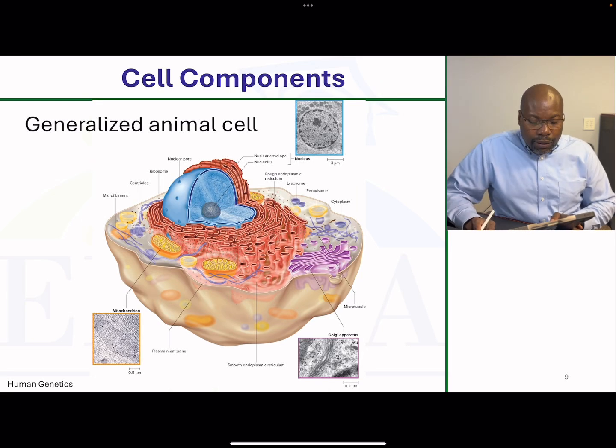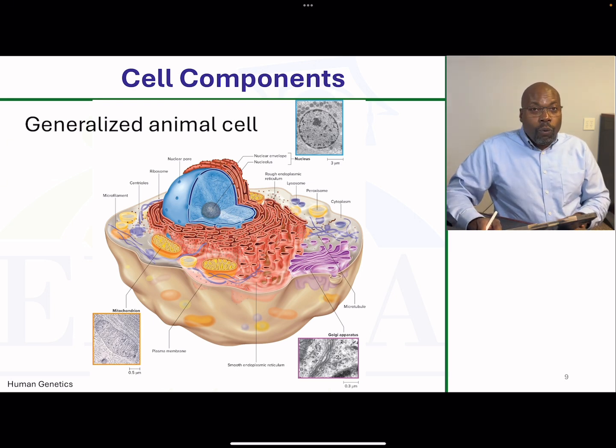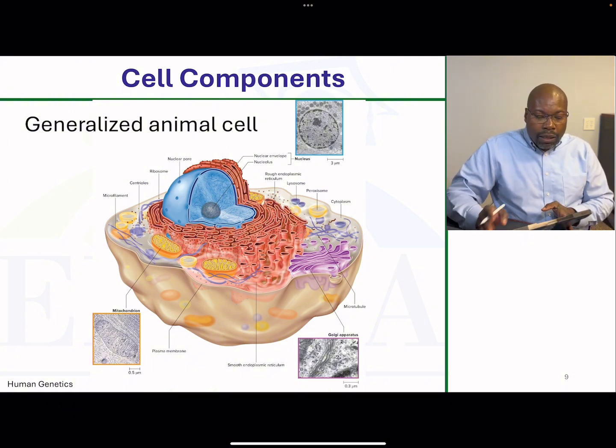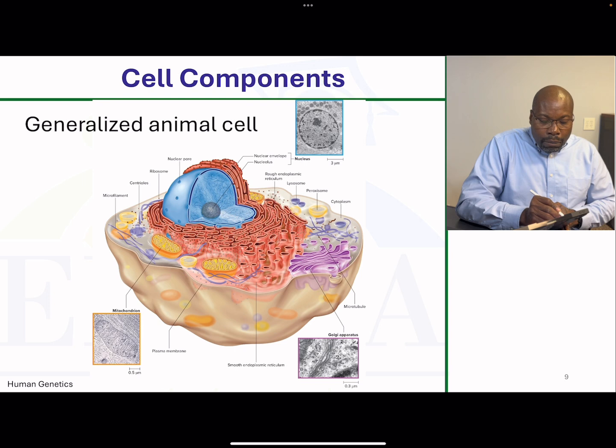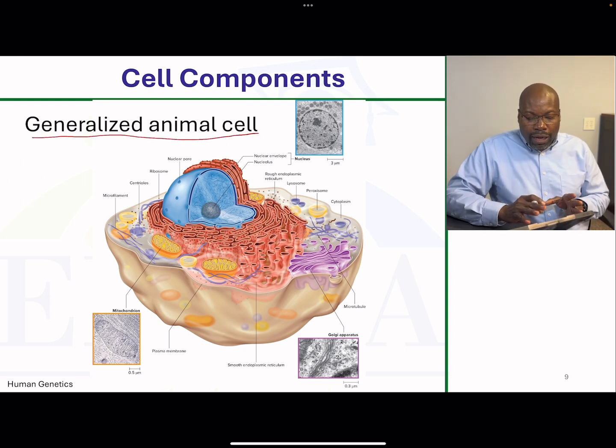Now, let's take a look at the cell component. This cell alone gives you a good description of what a eukaryotic cell is, and specifically an animal cell. This is what we call a generalized model of the animal cell that gives you all the structures that you can find in an animal cell.